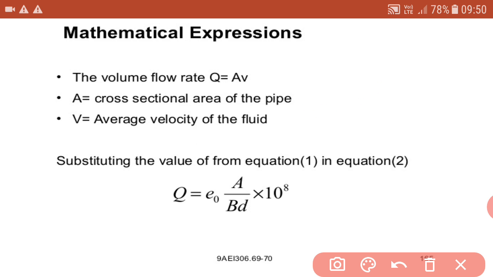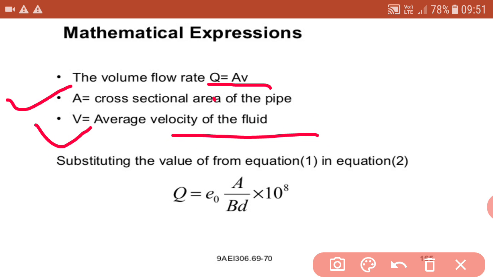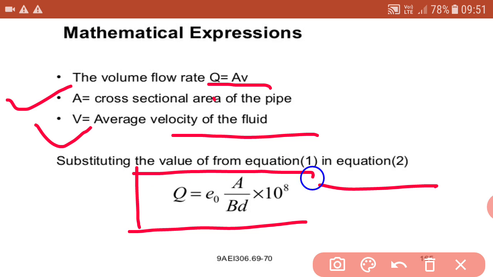The volume flow rate Q is equal to A into V, where A is equal to the cross sectional area of the pipe and V is equal to the average velocity of the fluid. So by substituting this value of equation 1 in equation 2, we get Q is equal to E0 into A upon BD into 10 raised to minus 8. So Q is nothing but volume flow rate.